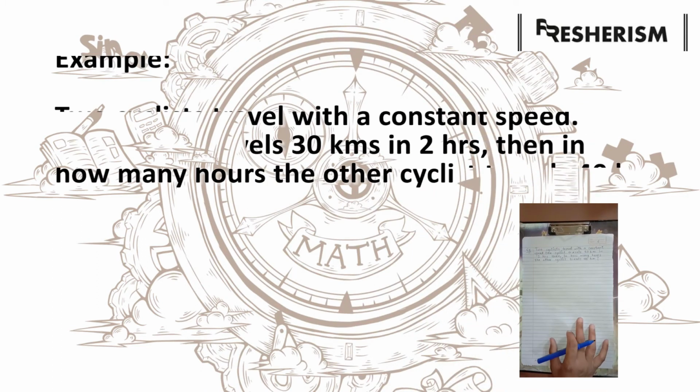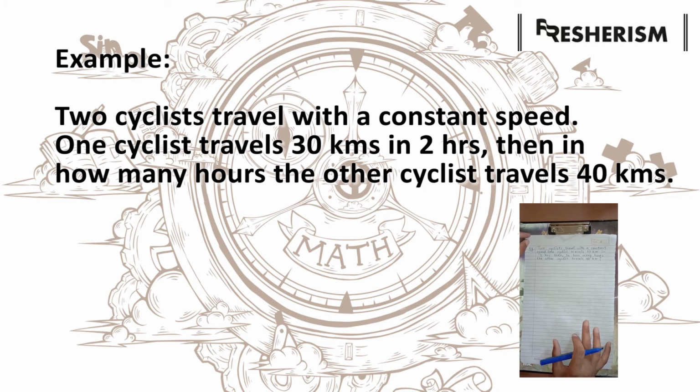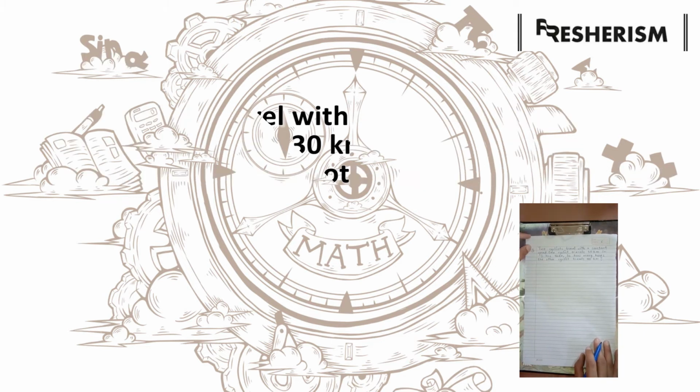So the question is, two cyclists travel with a constant speed. One cyclist travels 30 kilometers in 2 hours. Then in how many hours does the other cyclist travel 40 kilometers?